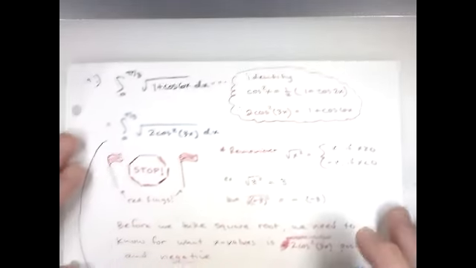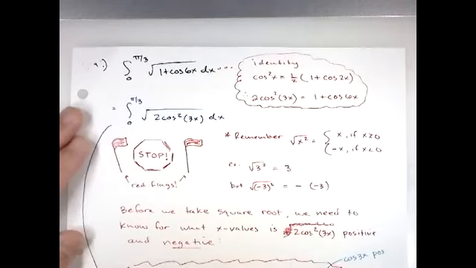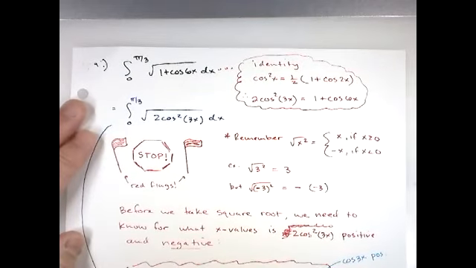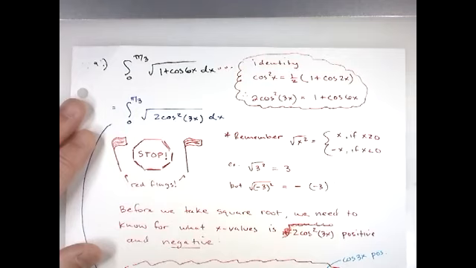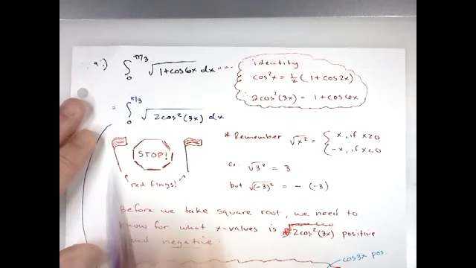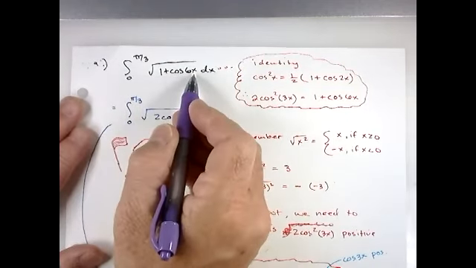Okay, I got one more here. This one's kind of tricky for another reason. So I have this definite integral now, the integral from 0 to pi over 3 of the square root of 1 plus cosine of 6x.